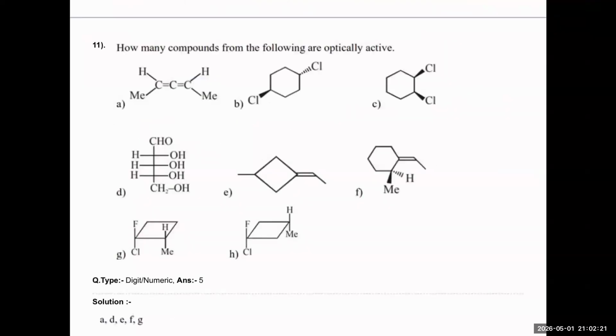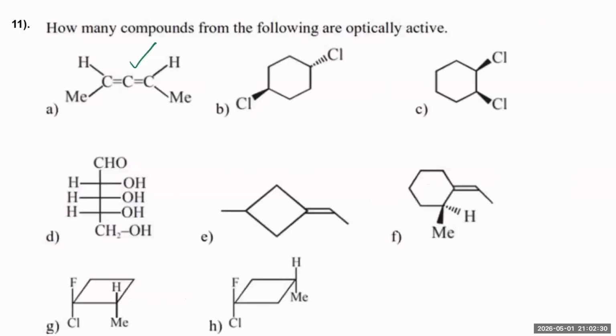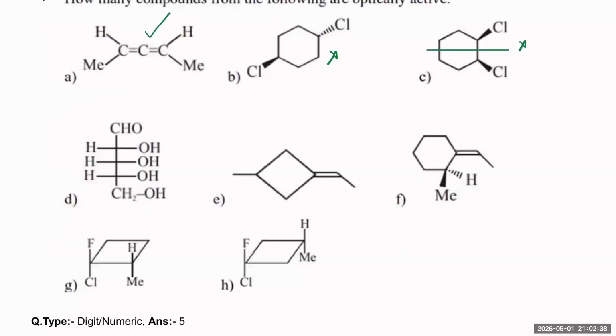11th one, let me discuss the 11th one also. Which of them are chiral here? So first one, because of the odd number of carbons in the allene, it is chiral. There is no chiral center here. This one has a meso form, so this is not optically active. Next one, this is optically active because it does not have any plane of symmetry. Here, this is more or less like an allene form only.